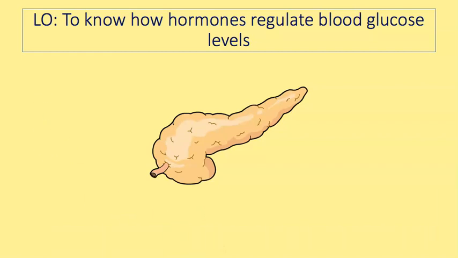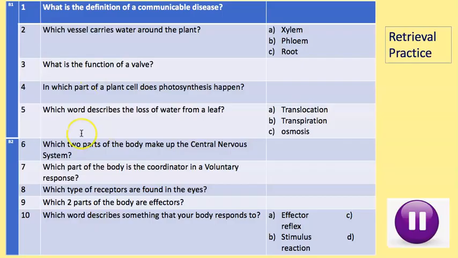Okay, so the first thing I'd like you to do, as always, is complete the retrieval practice. So if you can please answer the 10 questions, make sure you pause the screencast, and then when you've completed them, get yourself a green pen or a different coloured pen and mark your answers. Okay, pause the screencast now. Okay, let's have a see how you have done.